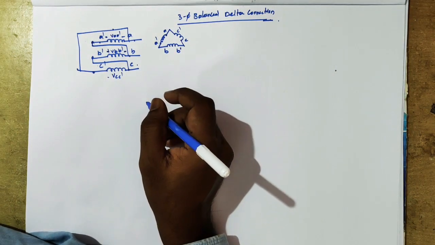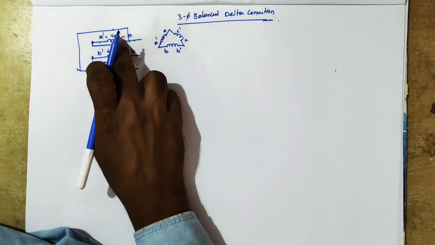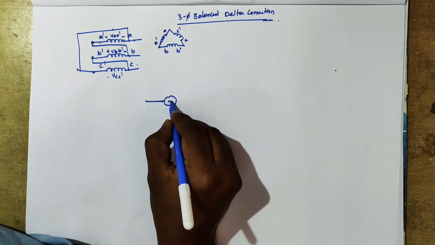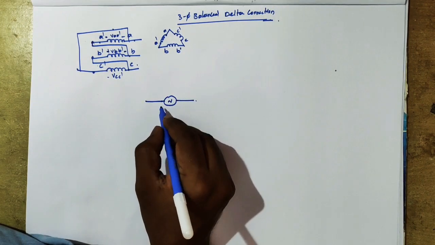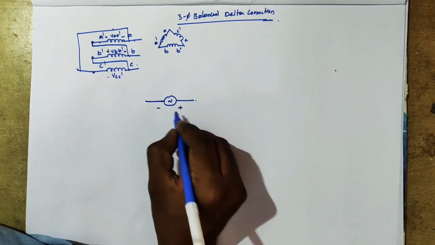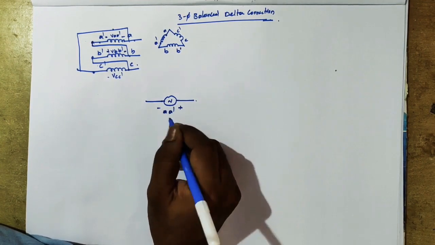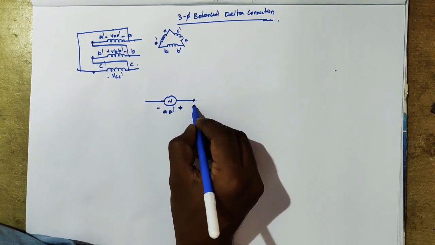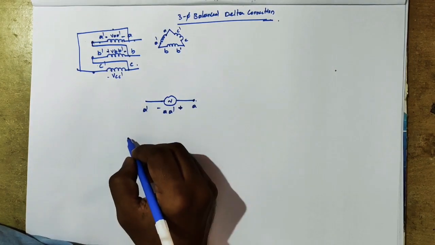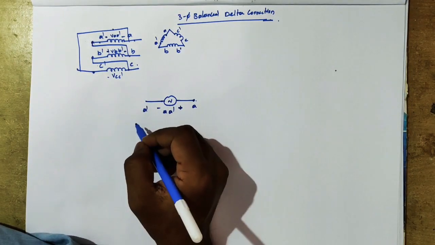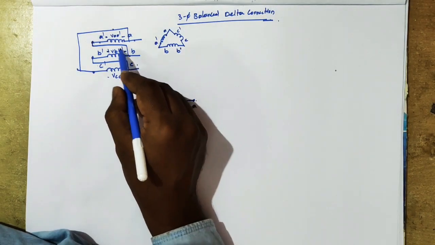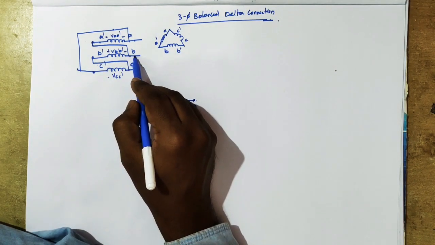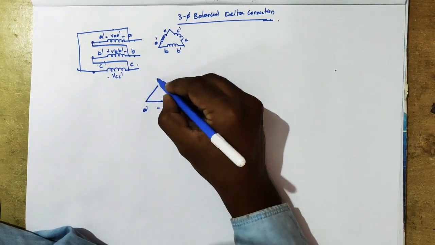So the voltage developed across A dash A, how will I represent it? I am naming it with minus plus terminals. This is the A terminal and this is the A dash terminal. Now I want to represent the voltage produced across B. How will I represent this? A dash should be connected to B, right? That means I will represent it like this.